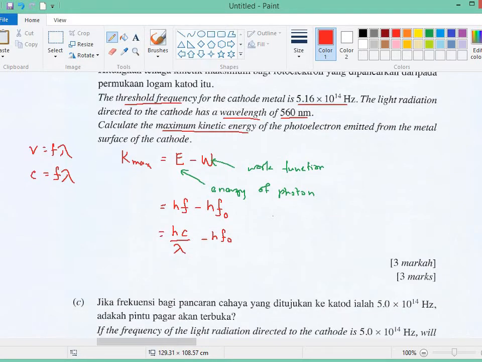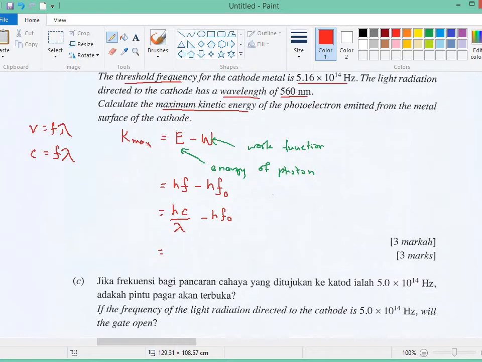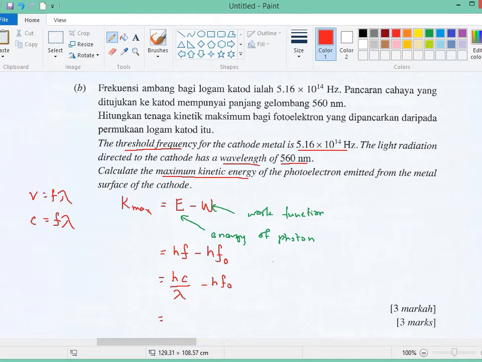So now we substitute the values inside. Planck constant, you see this question didn't write it. That means you have to check the second page of the question paper for all the equations and the constant numbers. Please don't just look at the question and say it doesn't give the information so you cannot do. Make sure you check the list of constant numbers and equations in front of the question paper.